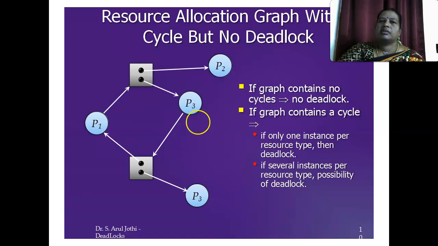So here is a resource allocation graph with a cycle but no deadlock. Since the second resource, R2, has 2 instances, R2 is assigned to P1 but it is also assigned to P3. So it does not lead to a deadlock since it has 2 instances. If only one instance is there, the deadlock can arise.